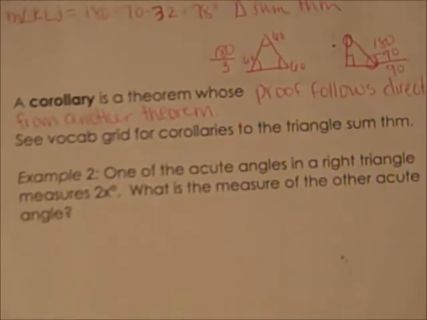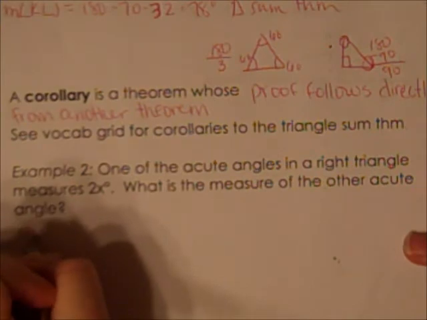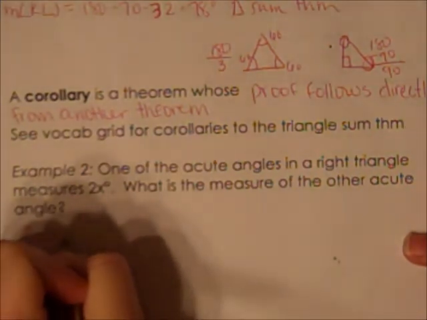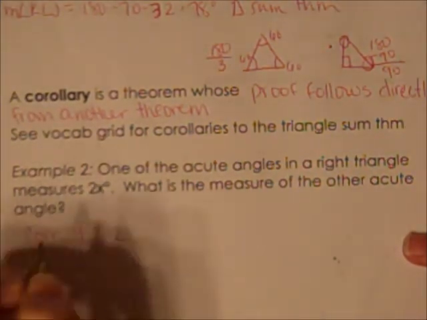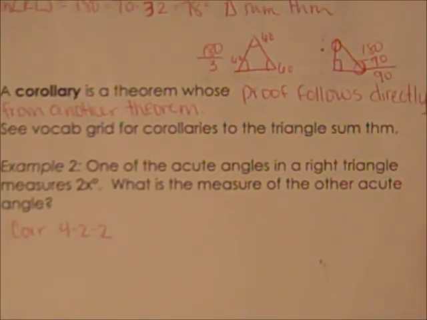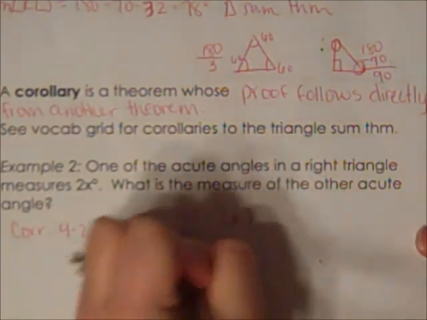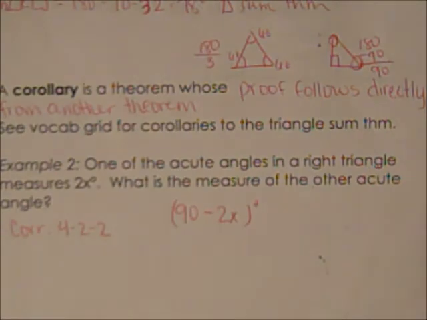All right, let's look at this example here. One of the acute angles in a right triangle measures 2x. What is the measure of the other acute angle? We're talking about angles of a right triangle, so we're going to use corollary 4-2-2, which says the two angles have to add up to 90. This is like that complementary and supplementary thing we did in chapter 1. If one of them is 2x, the other one is just going to be 90 minus 2x. I hope you remember that complement and supplement stuff from chapter 1.